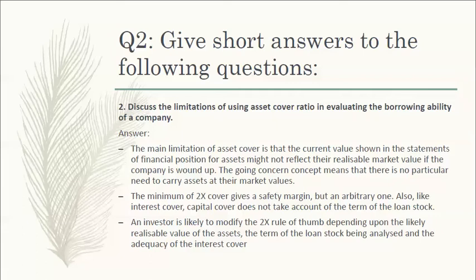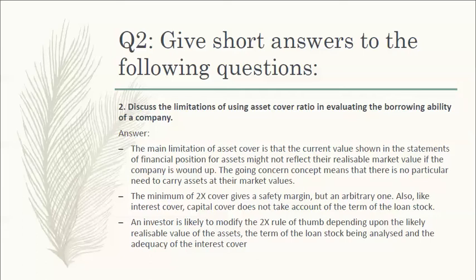Second point for limitation, that the minimum of 2x cover gives a safety margin, but an arbitrary one. Also, like interest cover, capital cover doesn't take account of the term of the loan stock. Third limitation, that an investor is likely to modify the 2x rule of thumb depending upon the likely realizable value of the assets, the term of the loan stock being analyzed and adequacy of the interest cover.